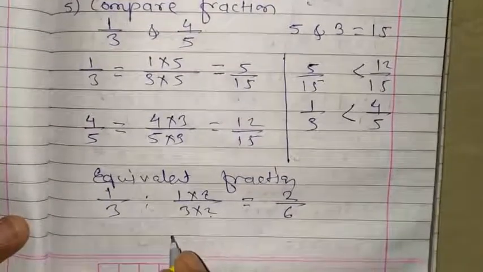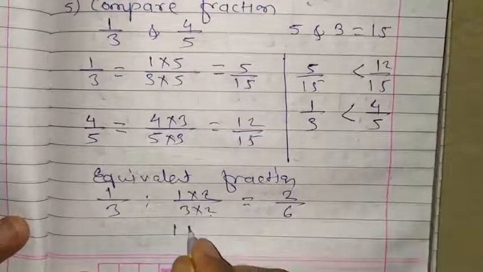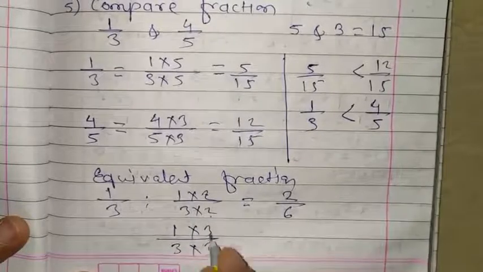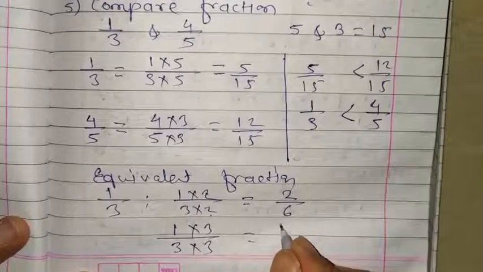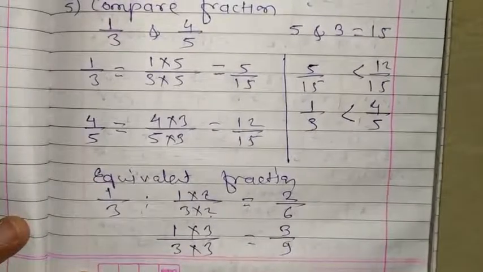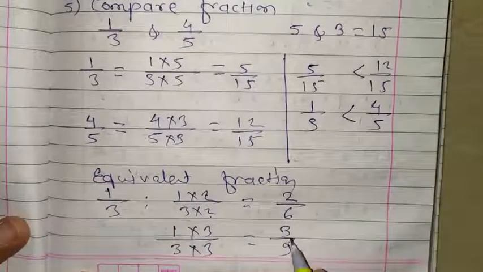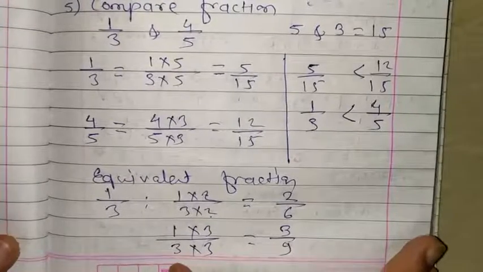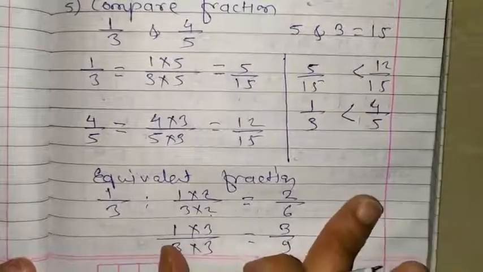You can again multiply. If you want one more number, you can multiply by 3 also. The same number you have to use on both sides. So it is 3 upon 9. Again, if you divide them by 3, it will become 1 upon 3. That is what an equivalent fraction is. In the exercise, this concept will be used.